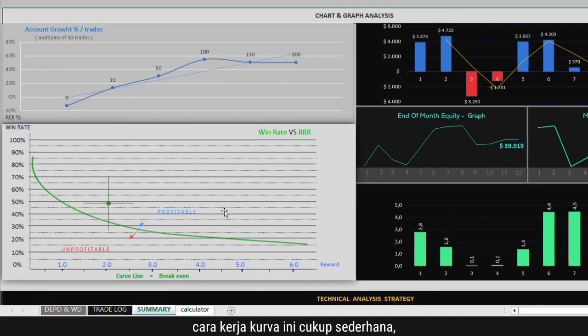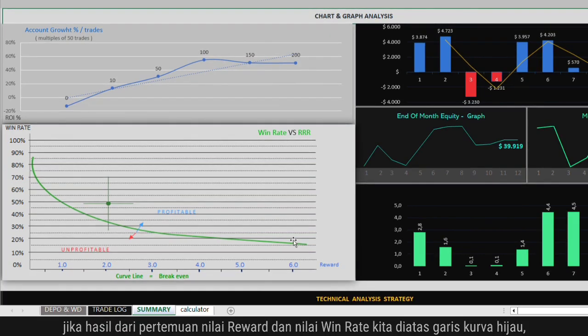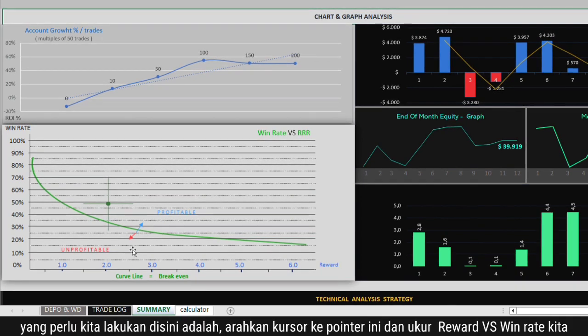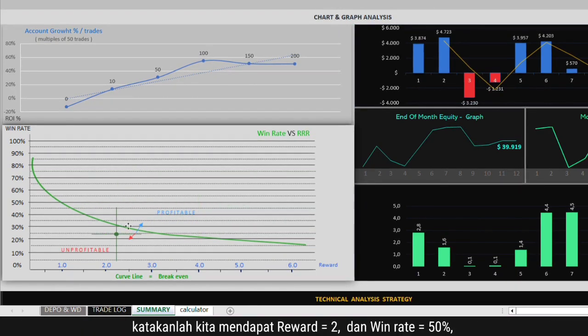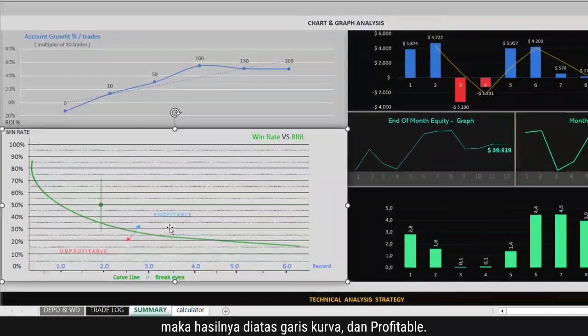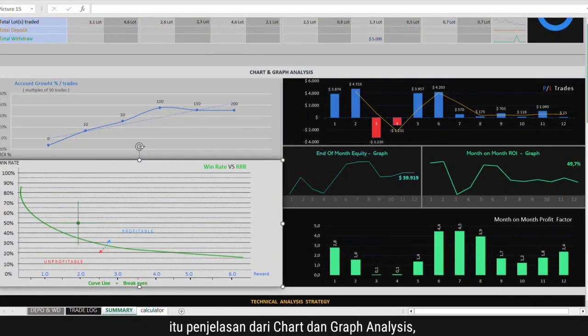The way this curve works is quite simple. If the meeting point of our rewards and win rate is above the green curve line, then our trading is profitable. And if it's below the line, then it's unprofitable. All we have to do here is just point the pointer right here and measure our reward and win rate. Now let's say we have 2 rewards and a 50% win rate. Then the result is above the curve line, so it's profitable. So that is for the chart and graph analysis.